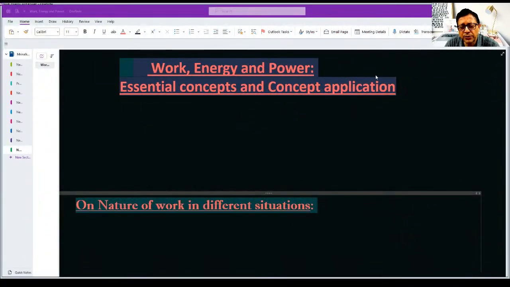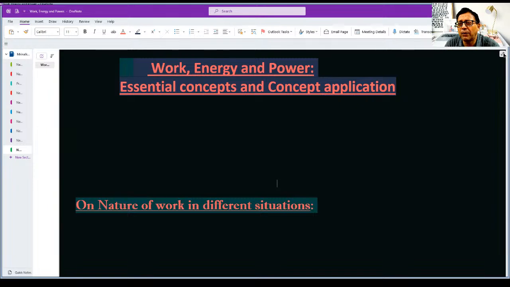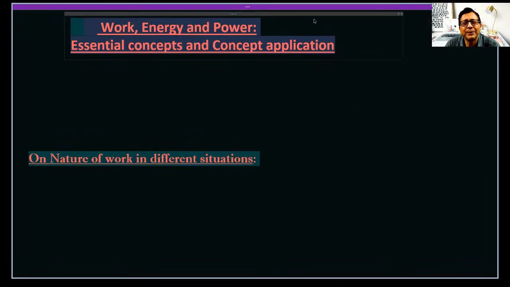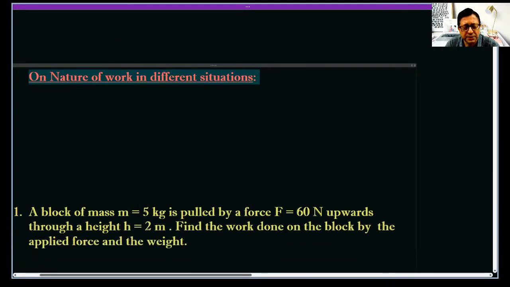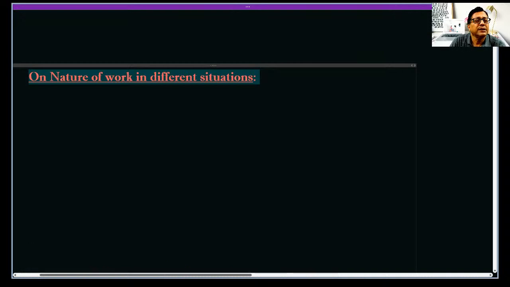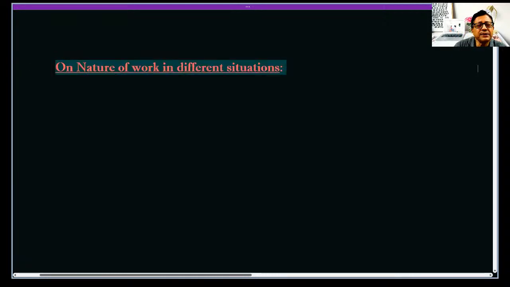In this session I will be discussing one by one all those important concepts you need to know, need to remember, and simple applications in solving problems. So let us start. Work, energy and power. We'll be discussing essential concepts and concept application. At first, let us know the nature of work in different situations.